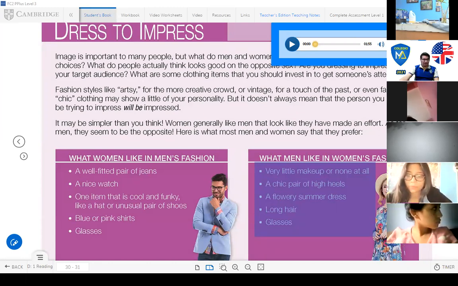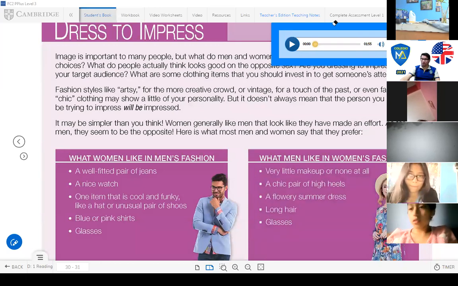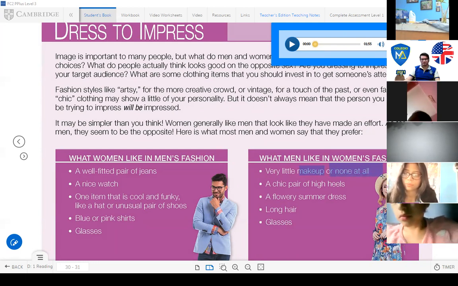Okay, very good. Thank you very much, Camila. Now, in this part, we have to consider something, right? Is that true, boys? ¿Es cierto, boys, lo que dice acá? Ustedes se ven impressed, se impresionan cuando the girl uses very little makeup, poco maquillaje, very little makeup, or none at all, nada en absoluto. Yes or no? Makeup, yes or no?